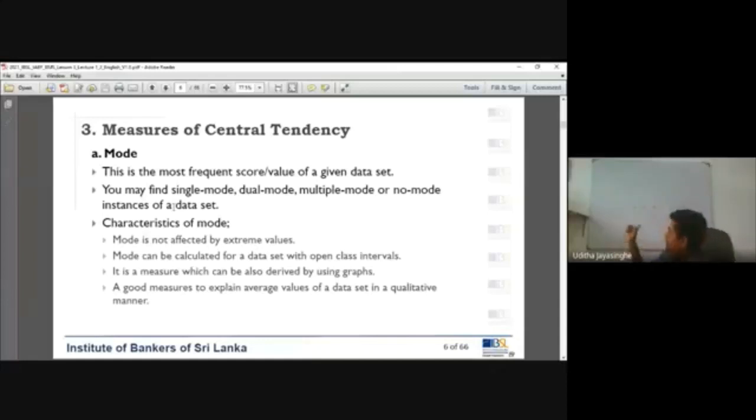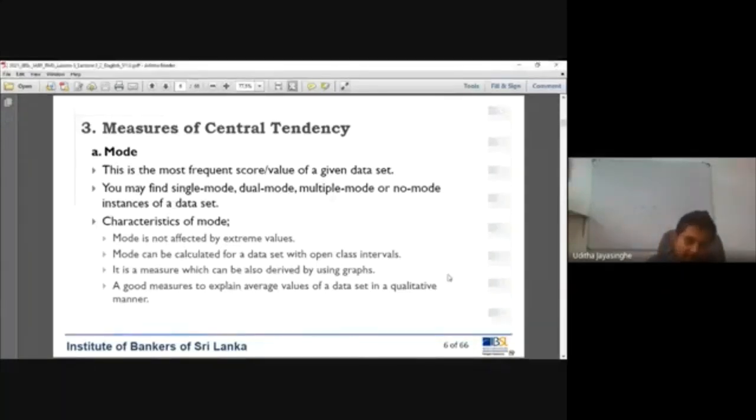In that example, let's say you have numbers like 7, 8, 9, 10, 11, and so on and so forth. The frequency of all these values is nothing but 1. So in this instance, you can say there is no mode in the data set, or you have to nominate every data point as the mode. So single, dual, multiple, and no mode instances could be there in a simple number set.